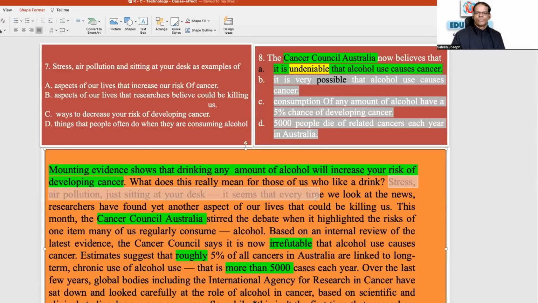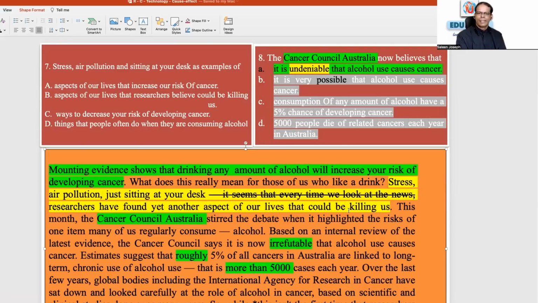Read this. Third sentence. Yeah. Could you just read that sentence? Air pollution, just sitting at your desk. It seems that every time we look at the news, researchers have found yet another aspect of our lives that could be killing us. So you see, this can be between hyphen and comma. You can strike out. Stress, air pollution, just sitting at your desk. Researchers have found yet another aspect of our lives that could be killing us. Aspect. So here there are common things in both the questions. What is that? Aspects. That could be a clue for you.